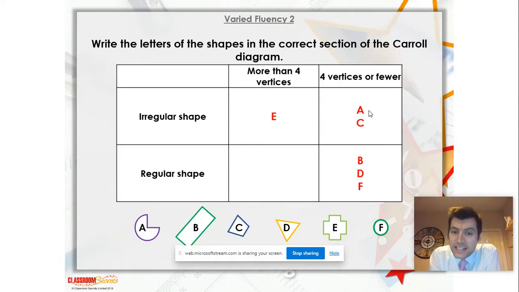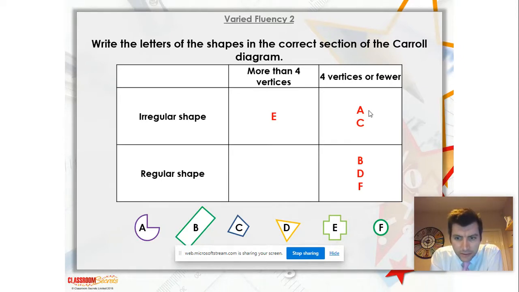We can see that B, D, and F are regular. B is a funny one because it's a rectangle. Now, rectangles are almost a special shape because people sometimes call them regular, but normally a regular shape means it's got 4 equal sides.